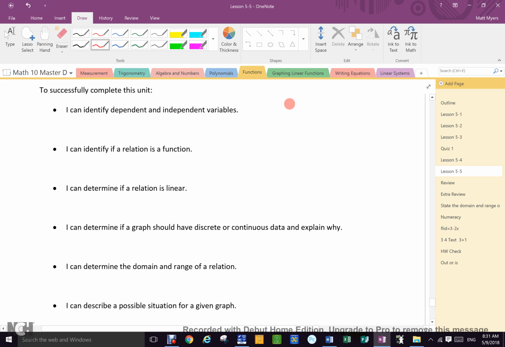At a number 1 for dependent and independent variables? Everybody can do that? Yeah?